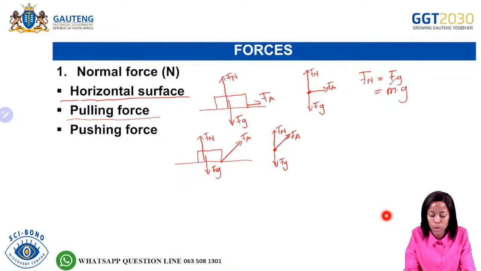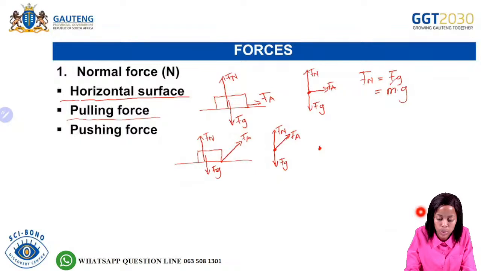Remember, you have an option of using this free body diagram, or you also have an option of using another diagram. In this case, let me just show it to you. It would be the normal force going up, and then the gravitational force going down.